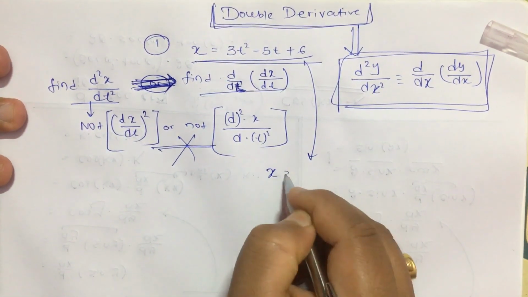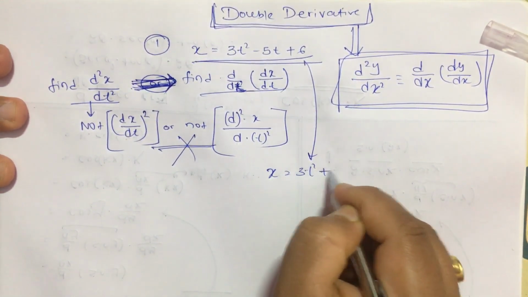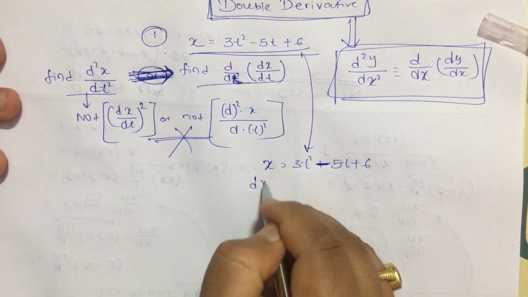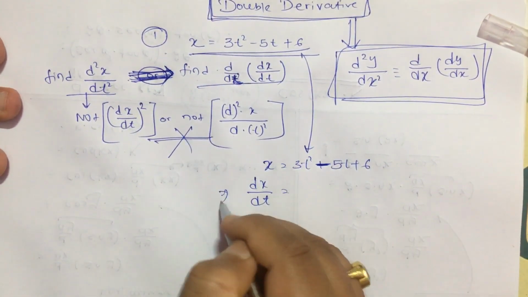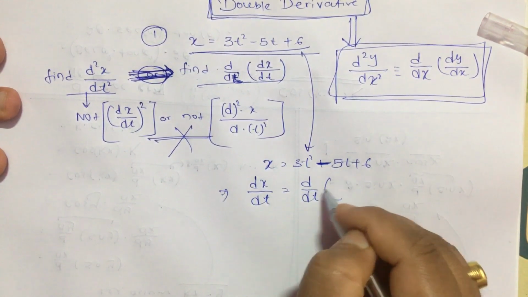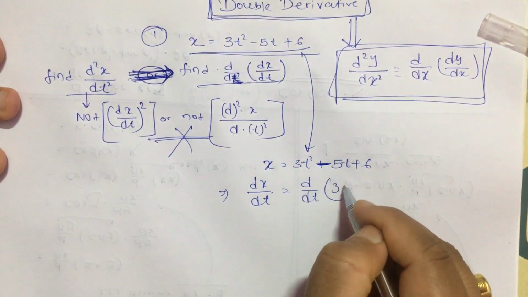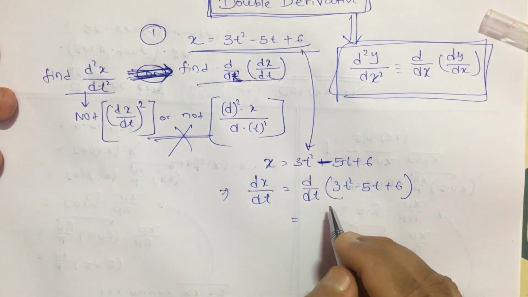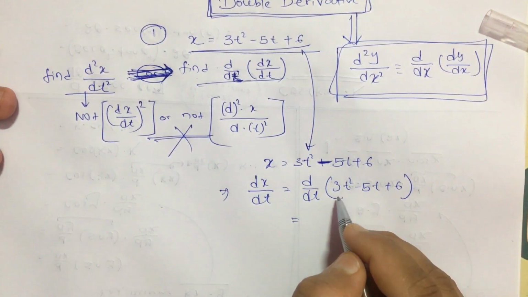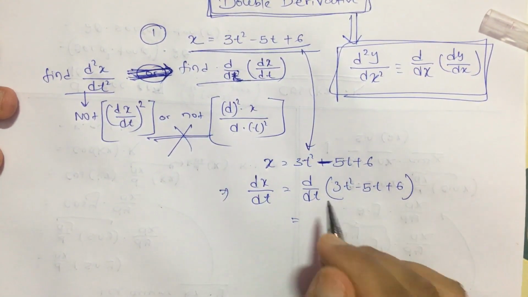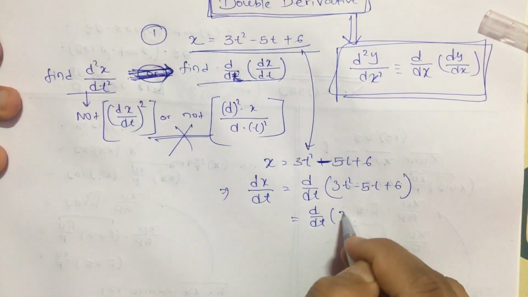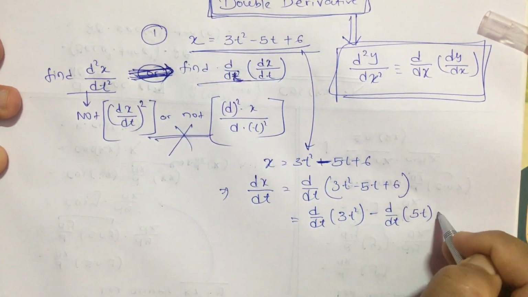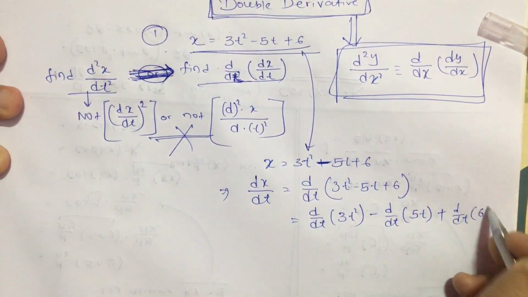So x equals 3t square minus 5t plus 6 is given. Then dx by dt will be equal to how much? d by dt of x, that is d by dt of 3t square minus 5t plus 6. Now use the formulas that we learned previously. There are 3 terms, so first you can write all of them separately: d by dt of 3t square minus d by dt of 5t plus d by dt of 6.